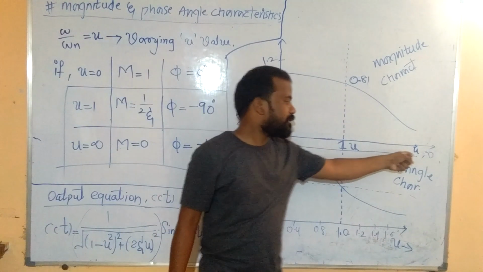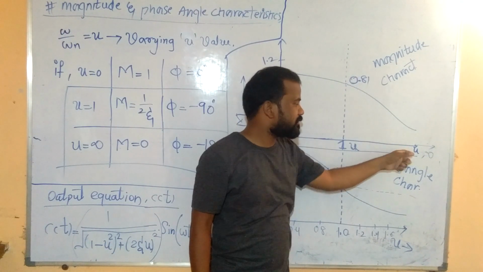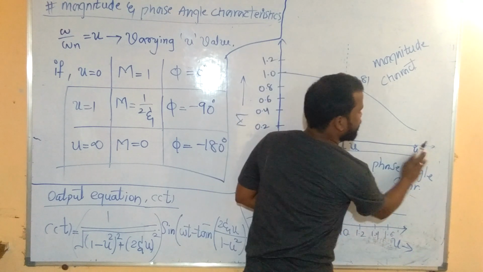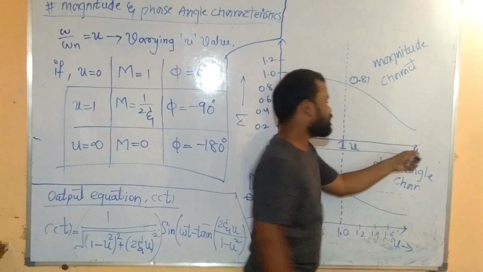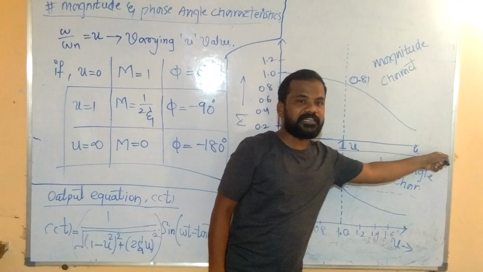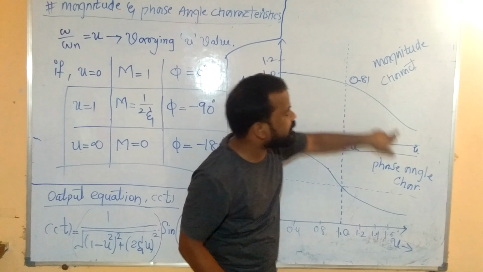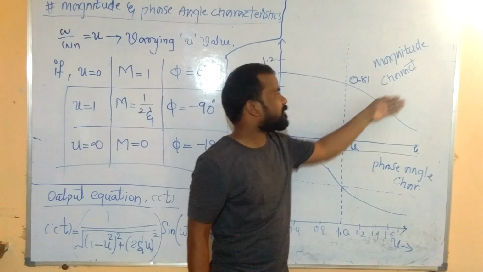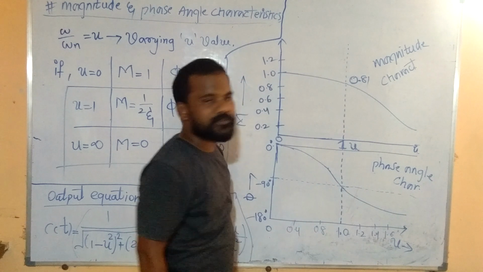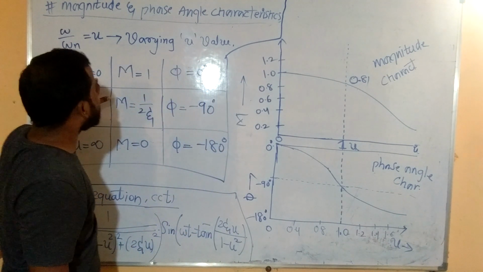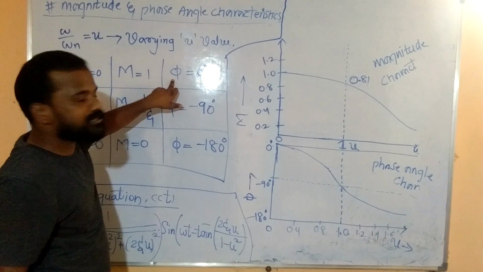It means when u is equal to infinity, this is the curve. We don't know exactly, but I am just taking it like this, clear. So this is the u axis. When the value of u is infinity, then definitely this curve will reach exactly 0, clear. So this is the magnitude characteristic when the different values of u vary, clear. And that is clear. Okay, then u is equal to 0, then phase angle phi is equal to 0.